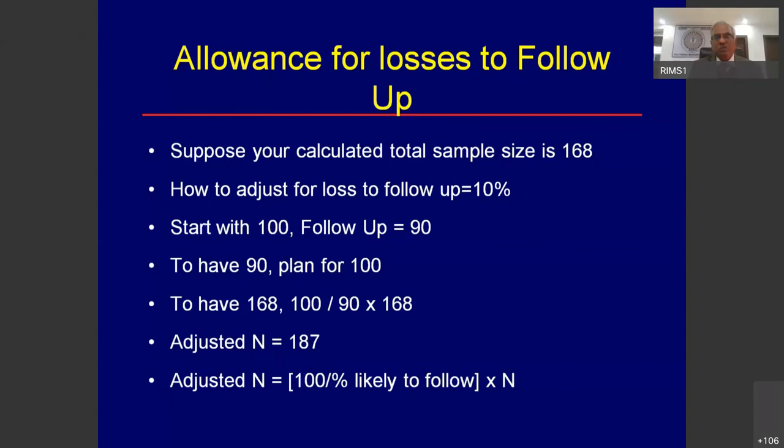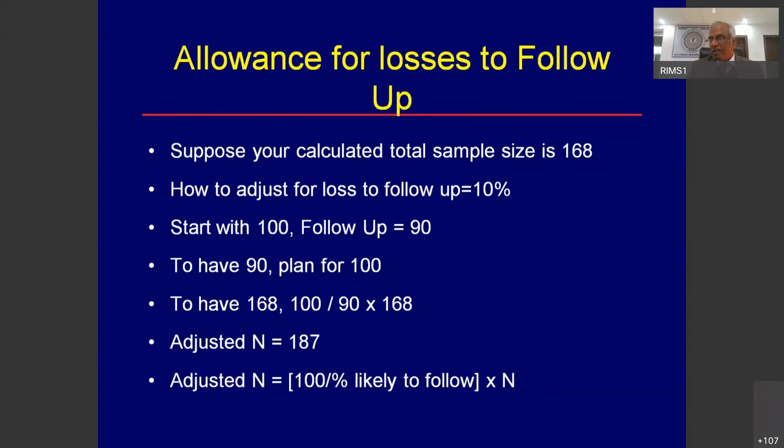So adjusted sample size will be 100 divided by what percent you think you are likely to follow up, multiplied by the sample size which you have calculated. Total sample size, not per group. We denote it by big N or capital N, not the small n. Small n is per group, big N is total sample size. So this is how you adjust. And this is nothing but simple unitary method. To have 90 at the end, you have to plan for 100 because you have 10% loss to follow up. So to have 168, you have to have 100 by 90 into 168. So that becomes the formula.